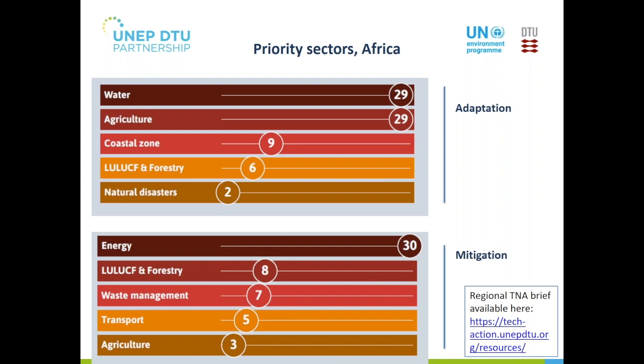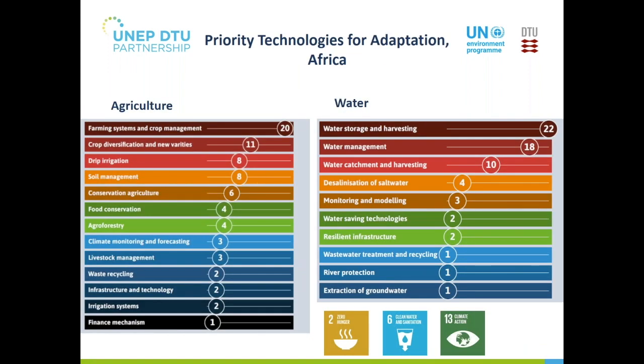Typically, countries focus on 2 sectors for mitigation and 2 sectors for adaptation. And within their key sectors, countries prioritize technologies and focus on 3 technologies for each of those sectors. For adaptation, this gives an overview of the technologies that countries have prioritized within the agriculture and water sectors.